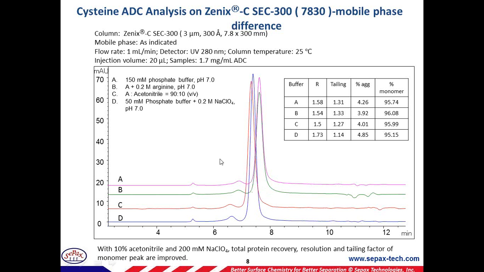This is just a comparison with another vendor's column, to give you some idea of how it looks between the two columns. Of course, maybe the buffer system needs to be optimized on each column, but in this case we used 150 millimolar phosphate with a lysine ADC. You can see our column has a much sharper peak and better resolution, with a similar tailing factor and a little bit higher peak area.